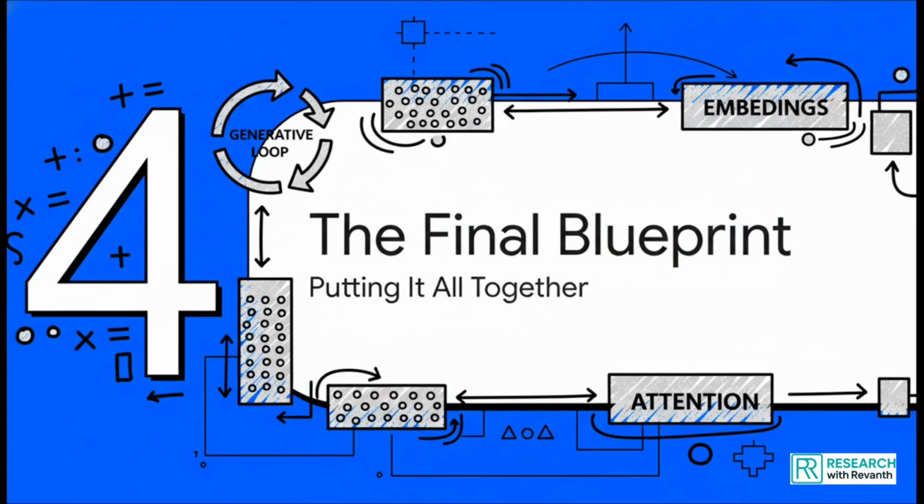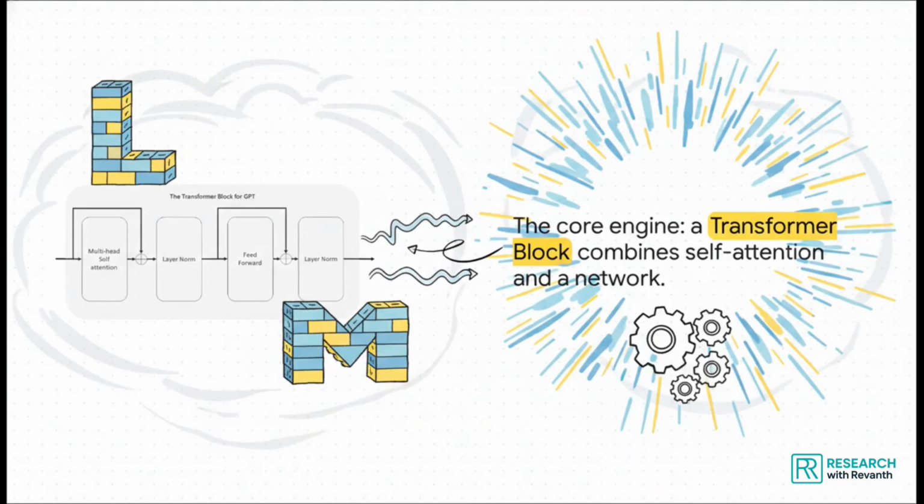All right, last section, the final blueprint. We've got all the pieces on the table. We have the basic math, we have the generative loop, and we have our superpowers, embeddings and self-attention. Now it's time to snap them all together and see what a modern LLM actually looks like. This, right here, this is the engine, the fundamental Lego brick of models like GPT. It's called a transformer block.